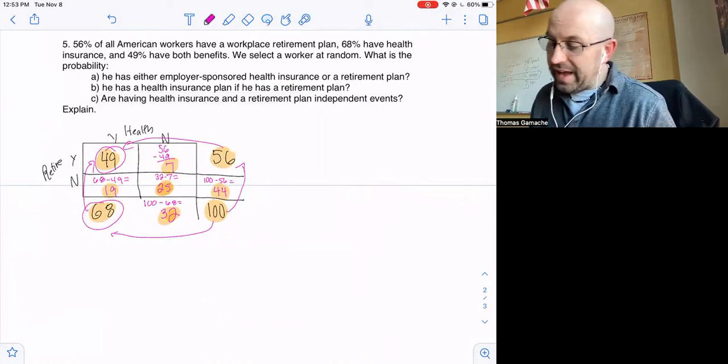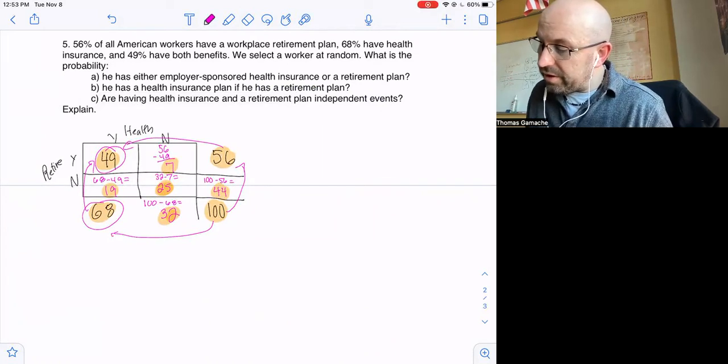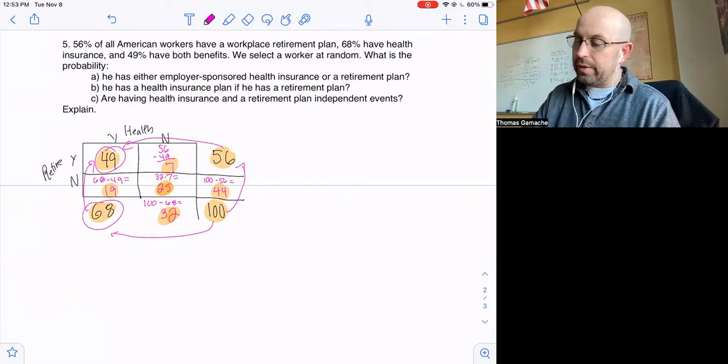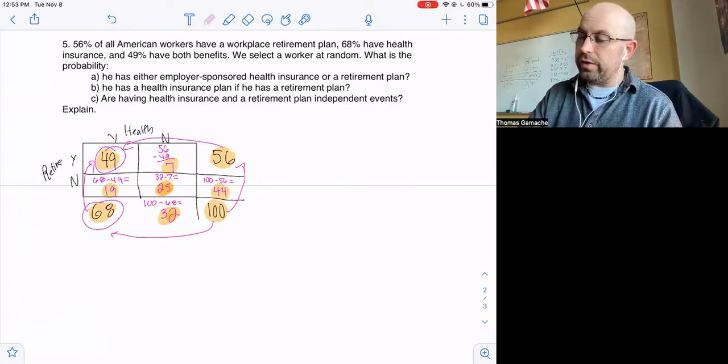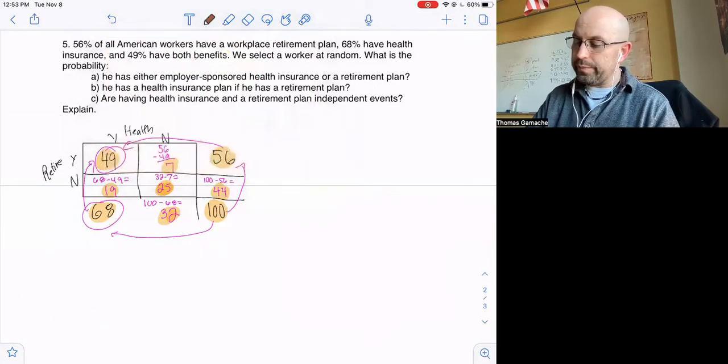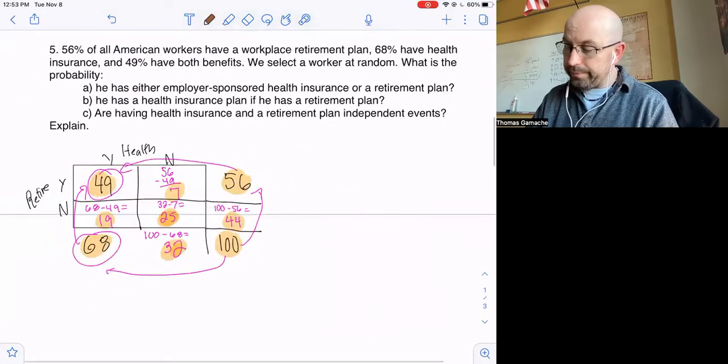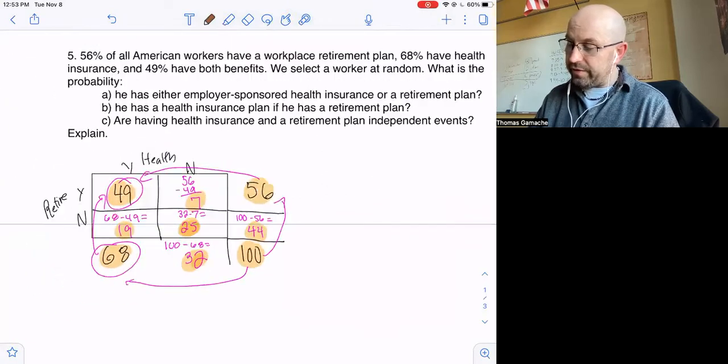Now it says he has either employee-sponsored health insurance or a retirement plan. So let's see. That's going to be either. So what I can do is look at those who have a retirement plan, which I have is 56.